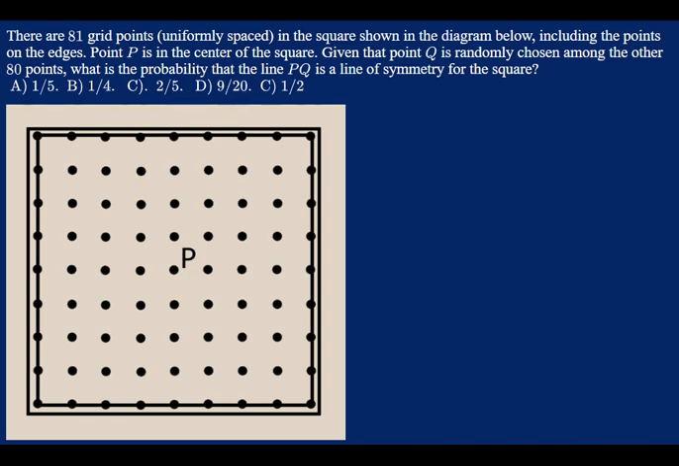Given that point Q is randomly chosen among the other 80 points, what is the probability that the line PQ is a line of symmetry for the square? A, 1 over 5, B, 1 over 4, C, 2 over 5, D, 9 over 20, and E, 1 over 2.